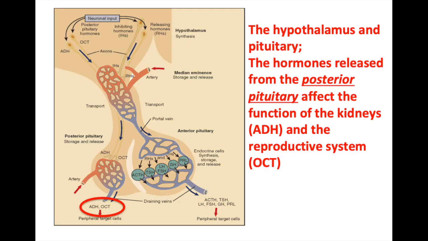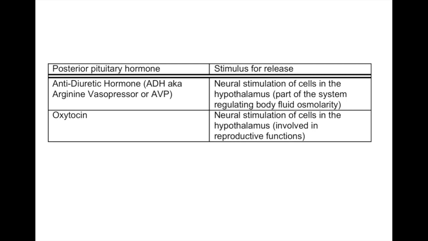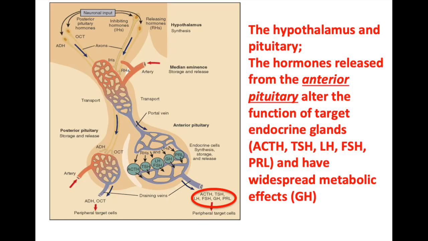So as I said earlier, the hypothalamus creates hormones, and then they're released directly through the posterior pituitary. And this is antidiuretic hormone that regulates blood volume, and then oxytocin that's also involved in reproduction. You should know at least what these two are called and what they do.